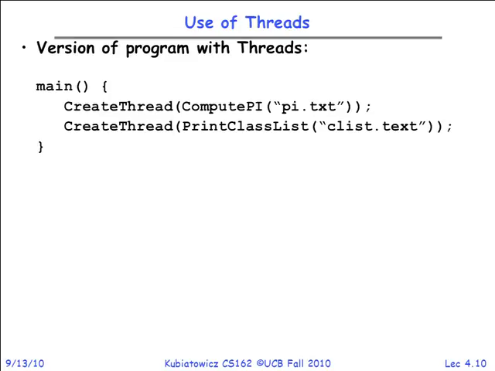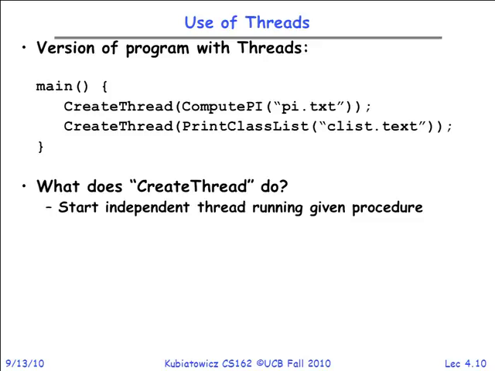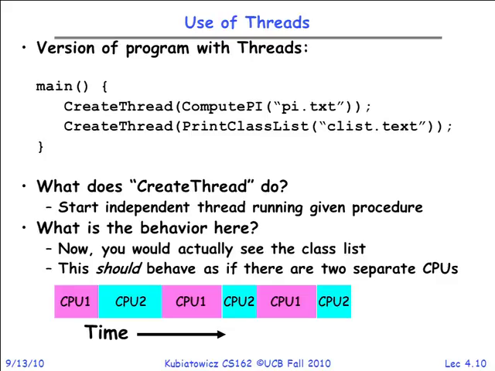All right? So what does create thread do here? Well, it's a proxy for whatever thread package you've got, but they all have some sort of thread creation, and what this is doing is starting an independent thread running some procedure. Most thread packages have that notion. And what's the behavior? Well, now we actually see the class list. Hopefully this should behave as if we've got two separate CPUs, each executing together. Reality, of course, is that the CPUs are being interleaved. Okay, is everybody clear on that?